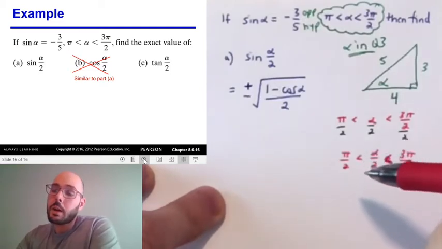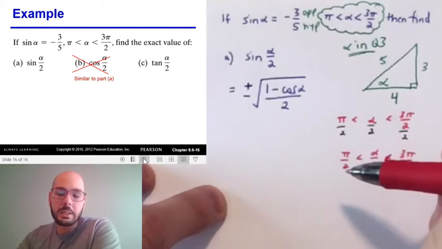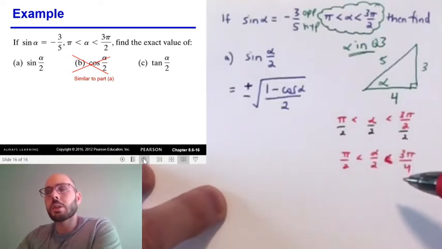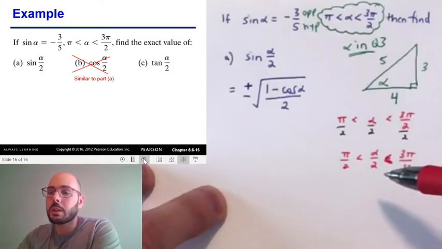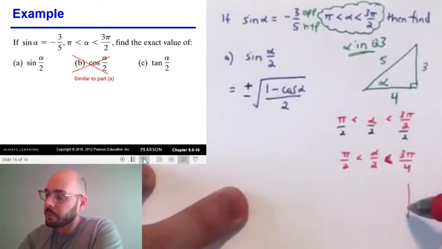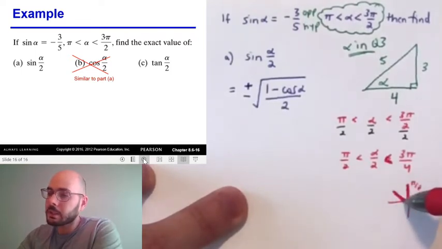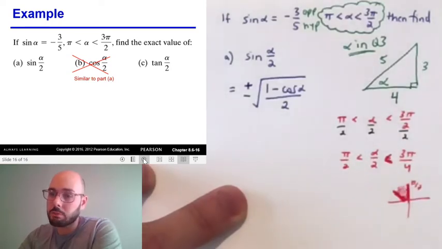So that's telling me where alpha over 2 is. Alpha over 2 is stuck between pi over 2, which is 90 degrees, and 3 pi over 4, which is an angle right in the middle of quadrant 2. So therefore, alpha over 2 must be in quadrant 2, stuck between 90 degrees and 3 pi over 4. And just to illustrate that, pi over 2 is here, 90 degrees, 3 pi over 4 is here, so alpha over 2 really is very restricted. It has to be somewhere in there, between pi over 2 and 3 pi over 4. So that's in quadrant 2.